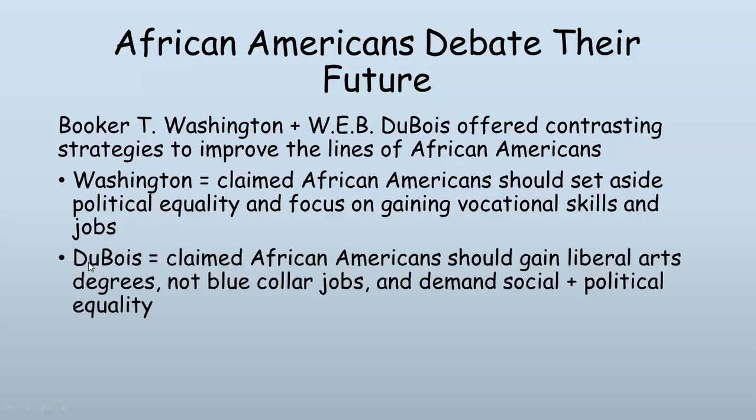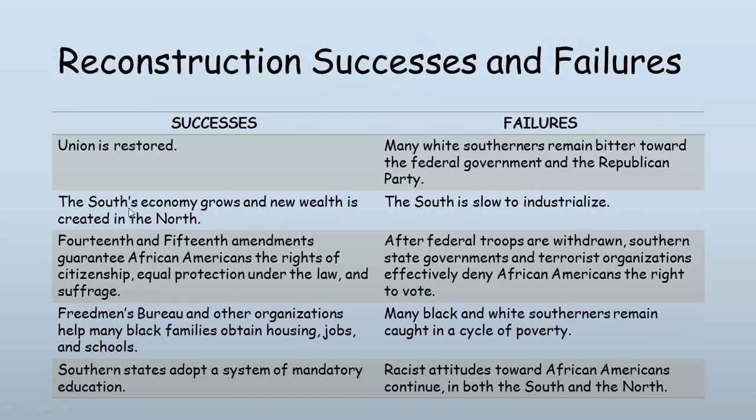Well, Du Bois, just remember the D here. Right here, D, demand. Du Bois, demand. Washington, go to work. Du Bois, demand. Du Bois says that African Americans should gain degrees, should go to schools, not just go out to the workforce, and become very educated and demand social and political equality. So both these guys want to improve the lives of African Americans, but they're going about it a different way. Washington, work. Du Bois, demand. If that helps you, you're in business.